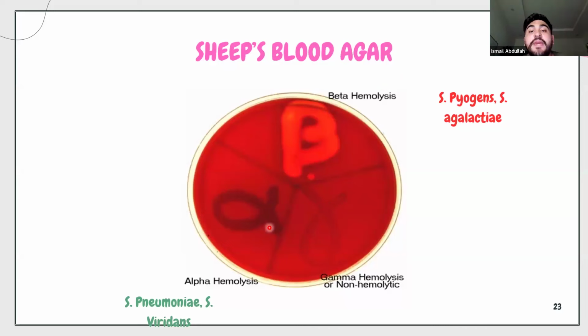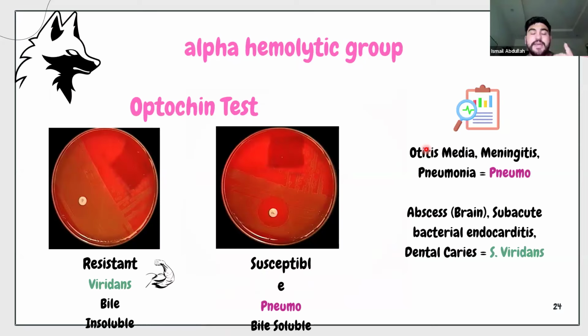So those under the category of alpha hemolysis are two: strep pneumonia and strep viridans. And those under beta hemolysis are strep pyogenes and strep agalactiae. Tamam? And now we're going to differentiate between each. So let's start with the alpha group. Alpha group, as I mentioned, we have pneumonia and we have viridans.